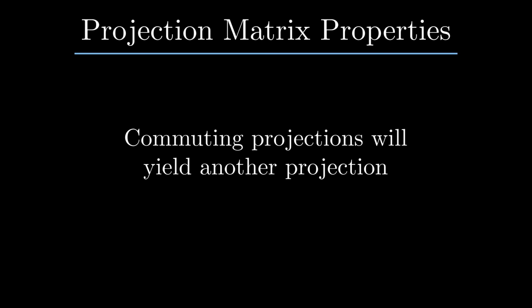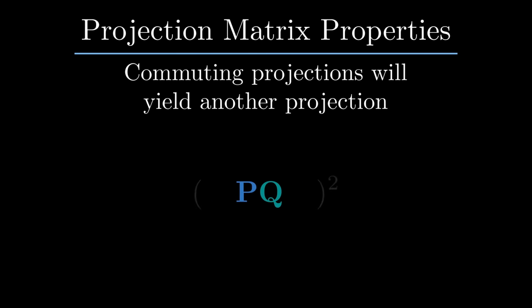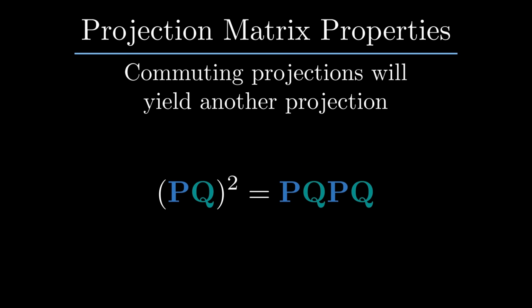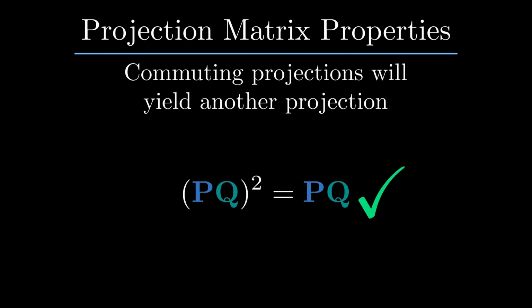As I said, when projection matrices commute, their combination is also a projection. That was true for the three cases we just looked at, but the general proof is pretty quick. If the combination PQ were a projection, then it should be idempotent. So we want to see if PQ squared is equal to PQ. If P and Q commute, then we can swap the order right here. And since P and Q are individually idempotent, that brings us back to where we started. So we've proved that the combination of commuting projections is itself a projection.